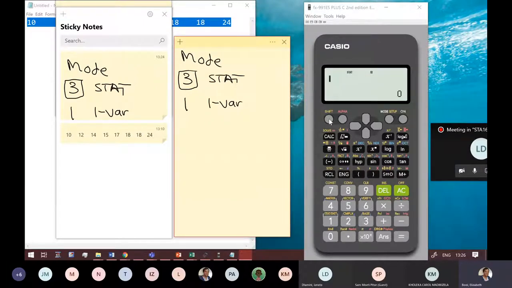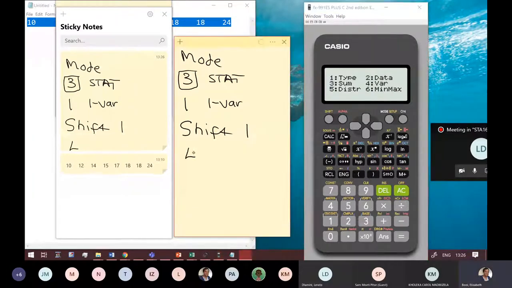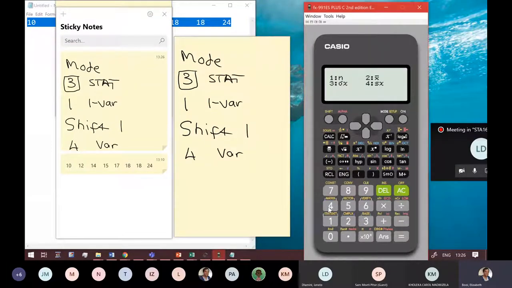So we're going to press the shift button, and then you will press button number 1. It will give you this menu where it says Sum, Var, and so on, Distribution and all that. We are interested in the Var, not in the Sum. The Sum will just give us the summation of the values and the sum squared and all that. We don't want that. We want the Var. So you just press the button number 4 for Var and it will give you this menu.